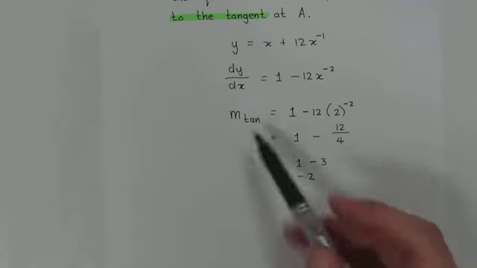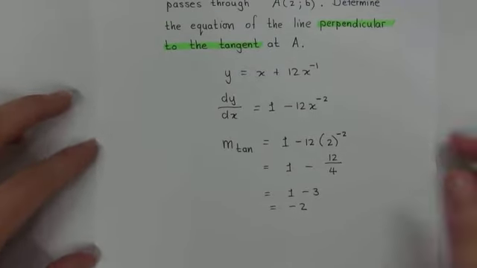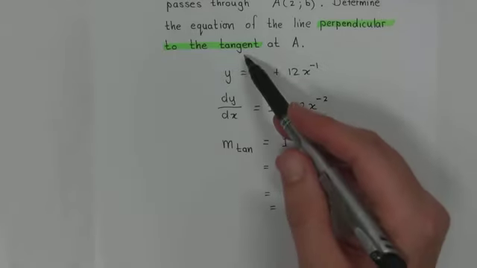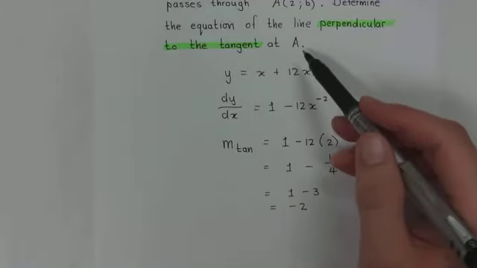Now that negative 2, as I wrote over here, is the gradient of the tangent. And now this is the only place it deviates from those steps that I showed you. It doesn't want the equation of the tangent. It wants the equation of the line perpendicular to the tangent at A.